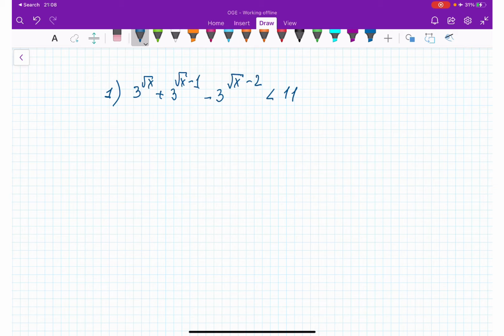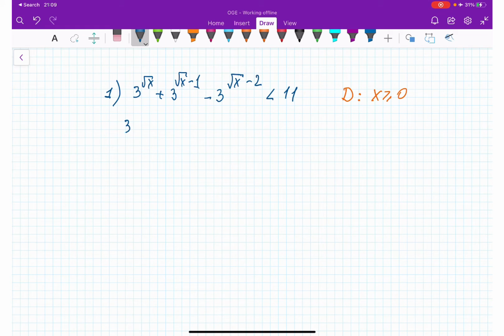Okay, before I start solving, we need to identify the domain. Because we cannot allow a negative number under the square root, we have to put the condition that x has to be greater or equal to 0. Okay, now let's start to simplify and solve the inequality.